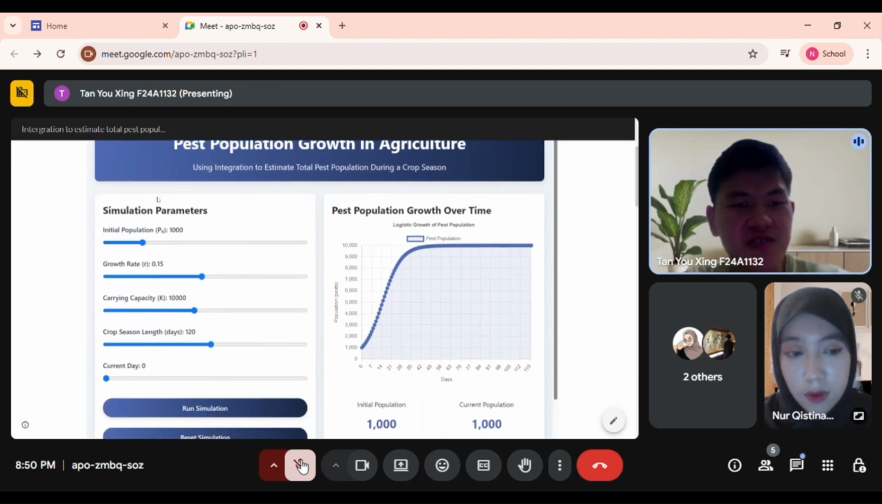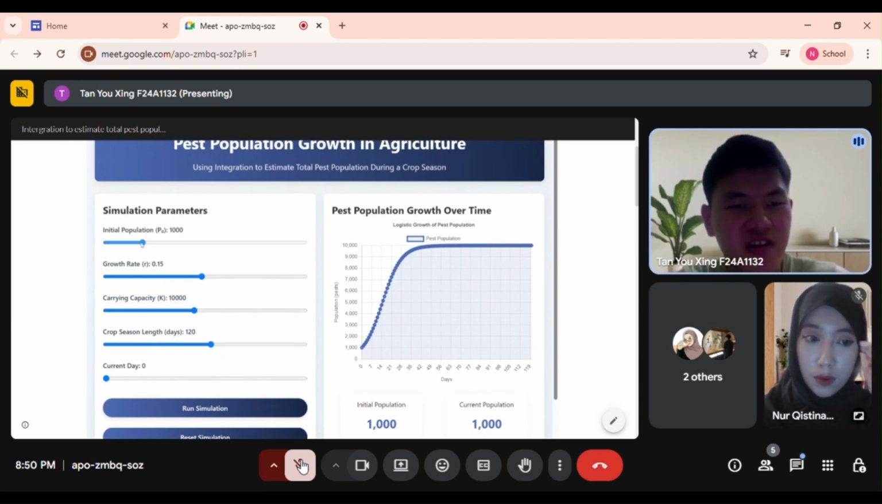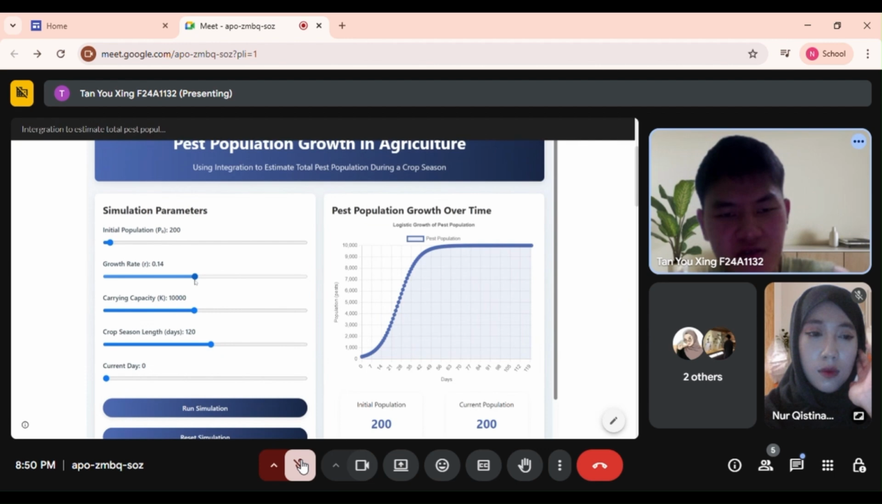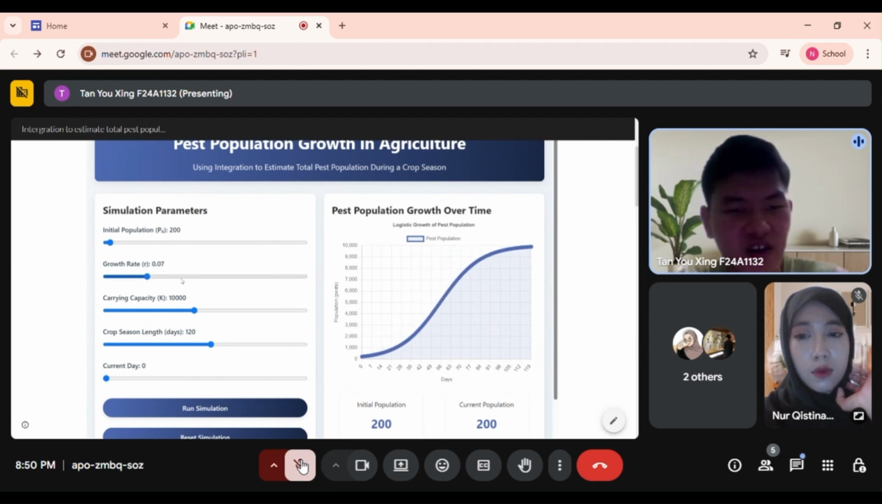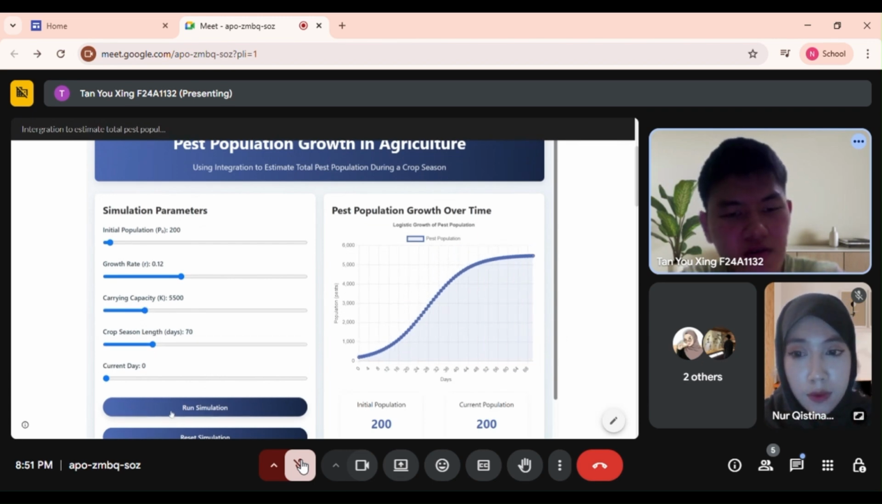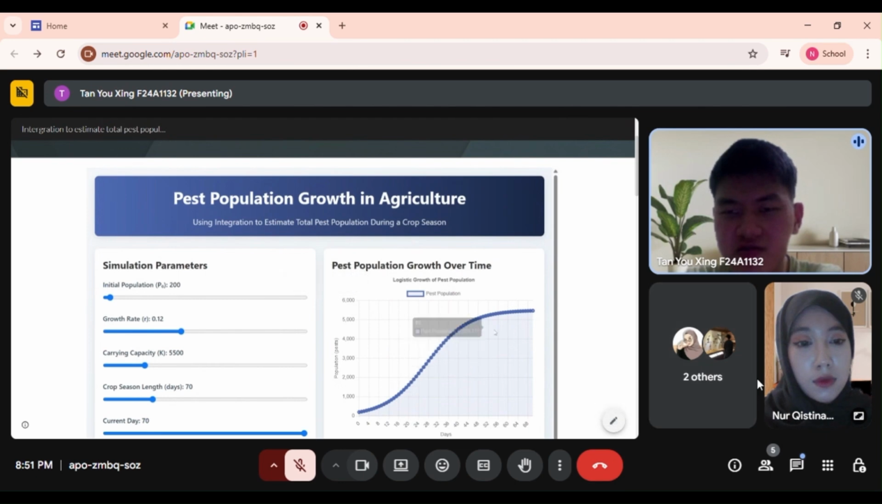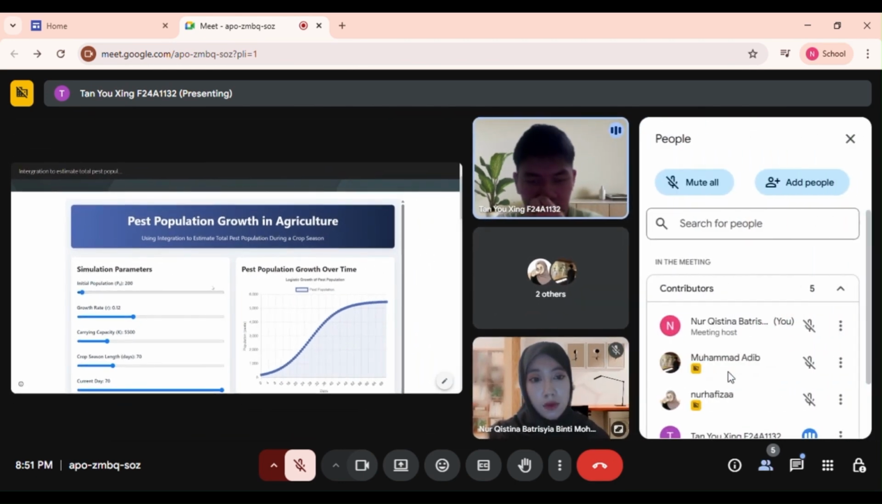So we can see this has a part called the simulation parameters. We can adjust the data in it. So you can look at the graph. We can run the simulation here. And we can get a result. This is the result, the estimated pest population growth during the crop season.